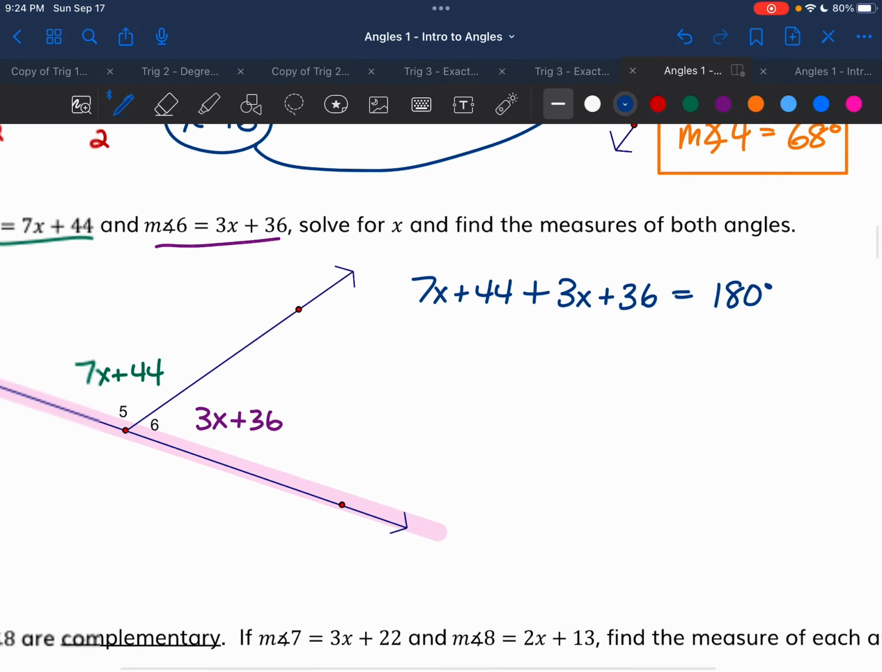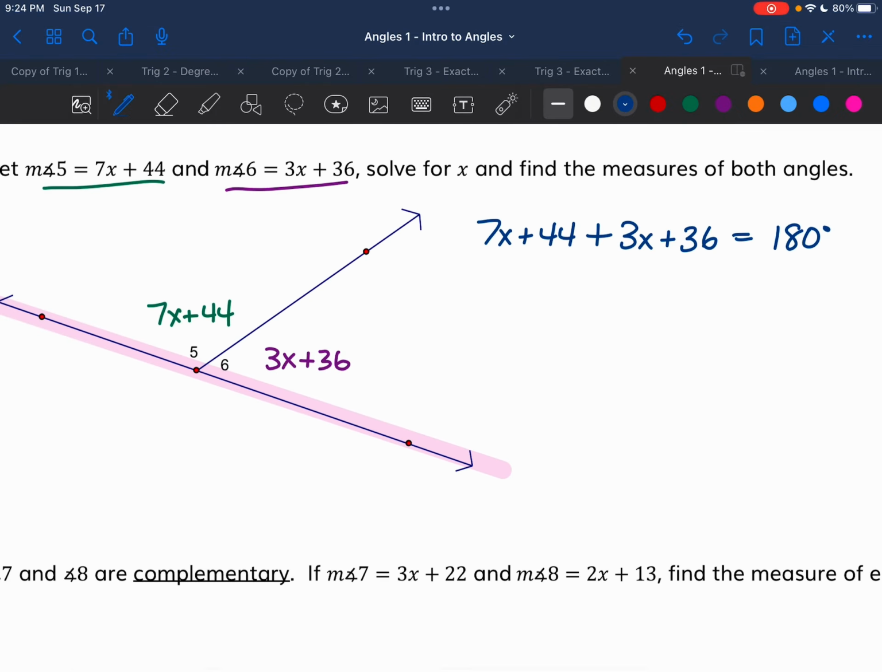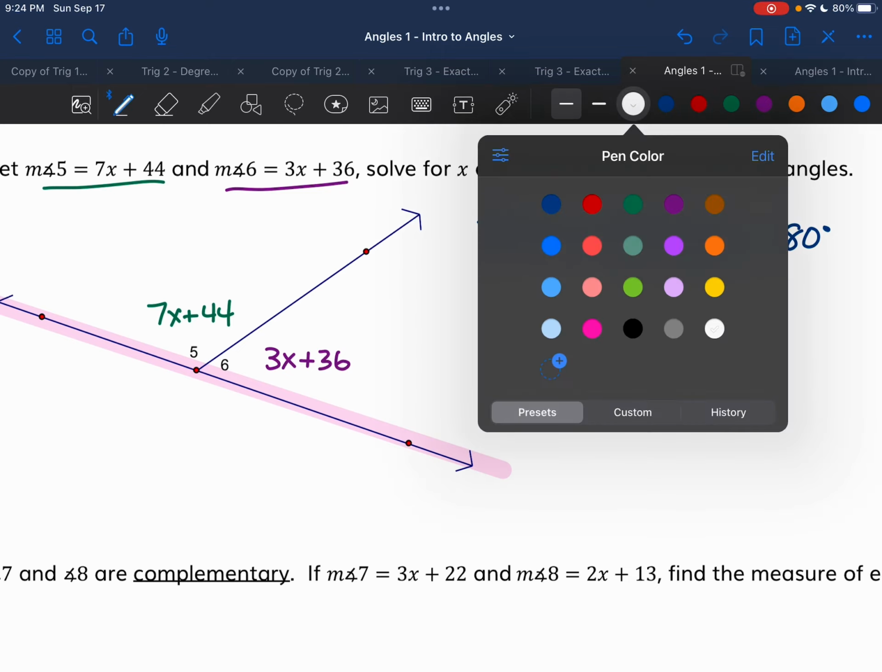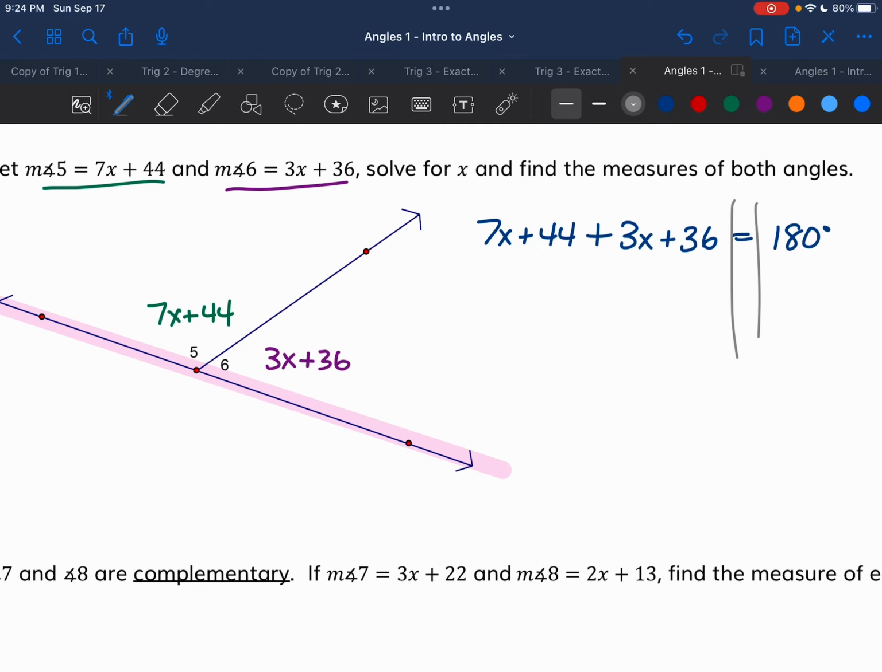Angles 5 and 6 in this drawing are a linear pair. And therefore, when I add those two angles together, I am hoping that I'll be able to get 180 degrees. Similar thing to last time, if I even decide to draw my railroad tracks or whatever, please keep in mind now that all of my x's are on the same side of the equal sign. I want to combine those like terms and get 10x. I want to combine my 44 and my 36 being on the same side to get 80.